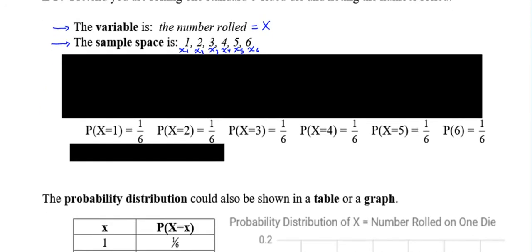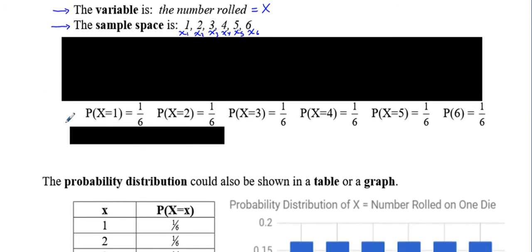There are three ways to represent a probability distribution. The first way is to just list them out. The probability that the number rolled is a 1 would be 1 over 6. The probability that the number rolled is a 2, 1 over 6. The probability that the number rolled is a 3 is 1 over 6. And they all happen to be 1 over 6. Sorry, a little mistake here. This should be x equals 6 for your communication.